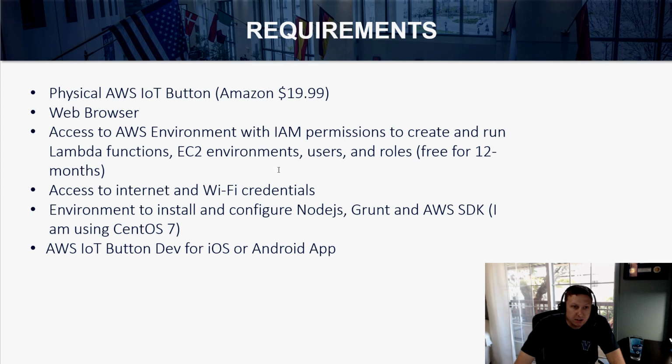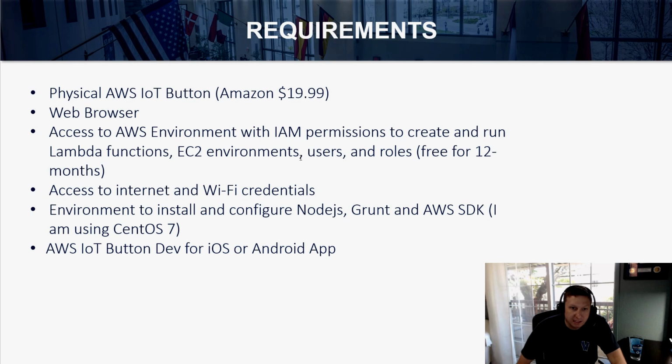So a web browser, like I talked about, for accessing If This Then That, as well as AWS. We'll be creating AWS IAM roles. IAM roles are permissions, right? So you can create permissions, you can create users, you can create access, all through IAM. We'll be creating Lambda functions and then EC2 environments. So if you create your own free account, you'll have the permissions required to be able to do all this.